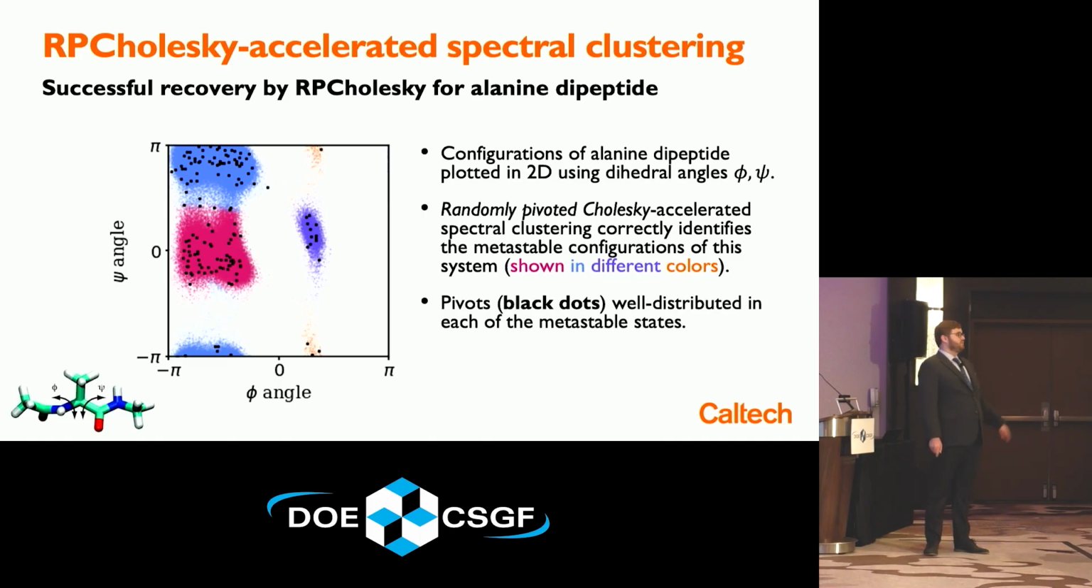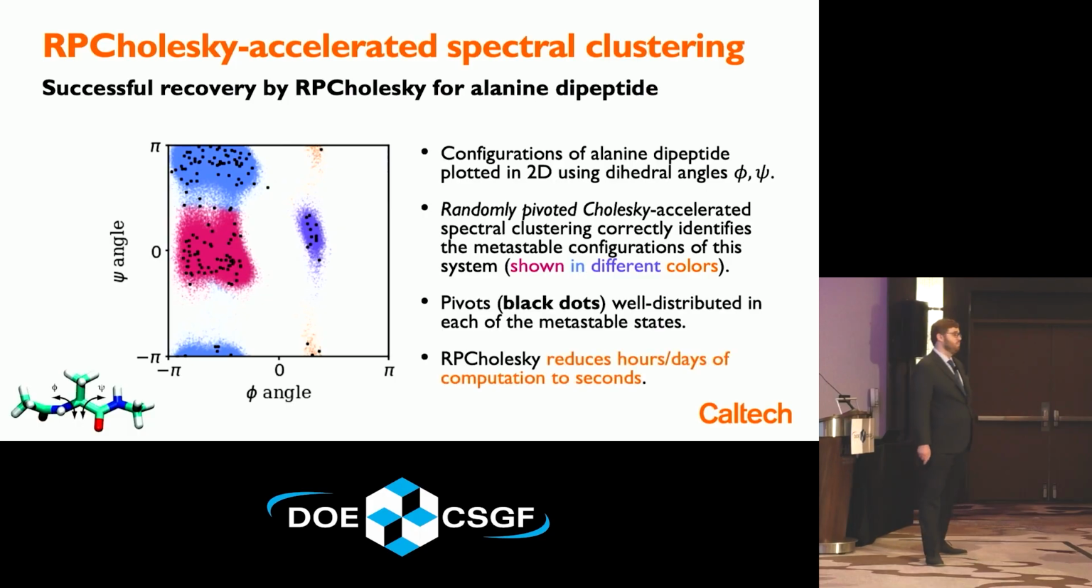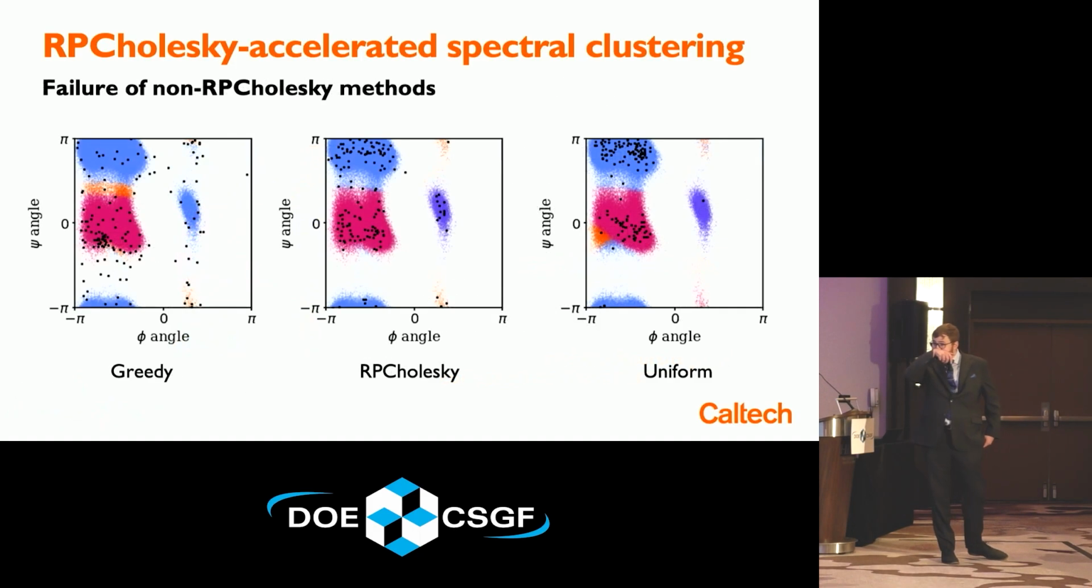And a nice thing about this algorithm is each pivot selected by the algorithm is a data point, and you can just plot the pivots selected by the algorithm on the plot with the clusters, which we've done in these black dots. And we see that randomly pivoted Cholesky nicely produces pivots distributed between all of the clusters. But really, the most important thing, this algorithm has reduced hours or days of computation to seconds of computation on a laptop. So it really has sped things up dramatically.